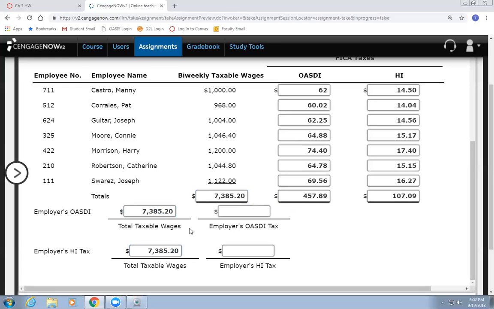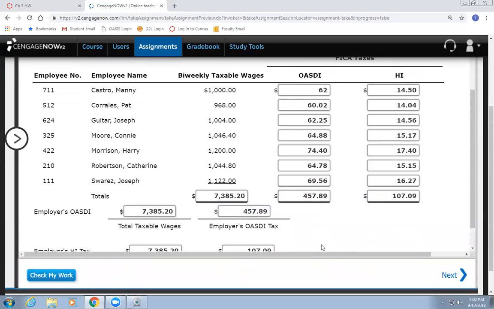I copied and pasted because why not, right? And then for the employer's OASDI tax, that is the $457.89. And for the high, it's the $107.09. I'm just looking here on the sheet, and it shows the employer's OASDI as $457.88. I don't know how they got a penny. They must have added up before they rounded.